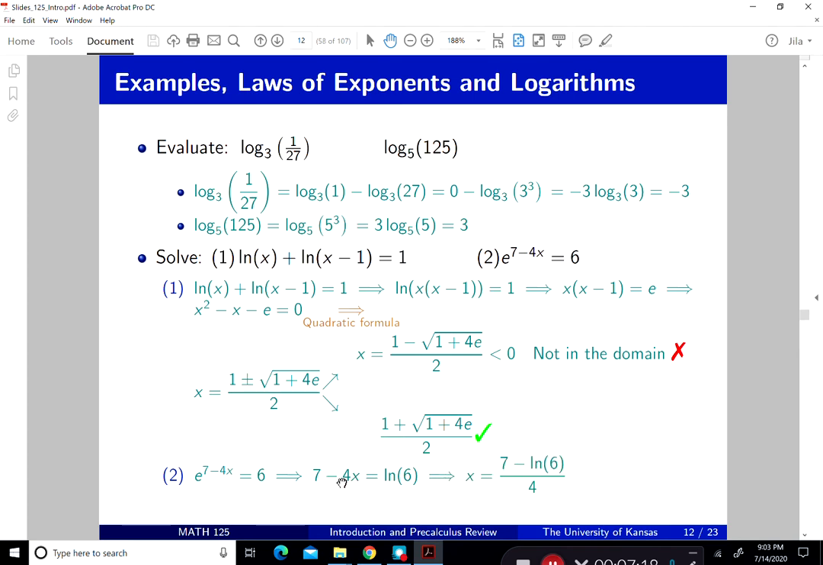And by maybe subtracting 7, or maybe subtracting natural log of 6, and then adding 4x and dividing by the 4. And so what happens every time with logarithmic and exponential functions is that you get rid of those expressions and turn them into a polynomial function if you can, and then you solve.